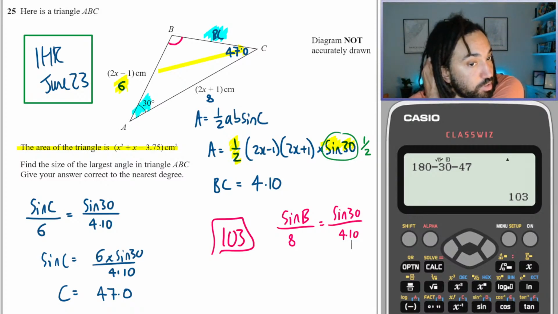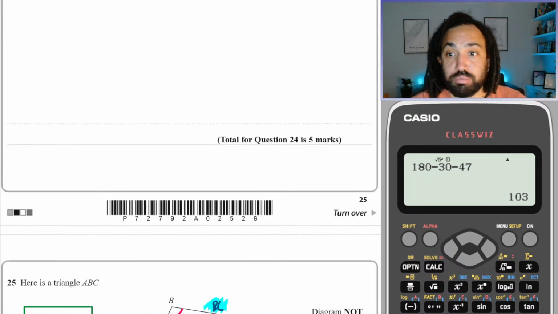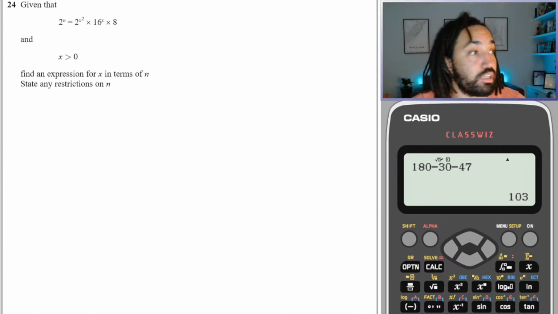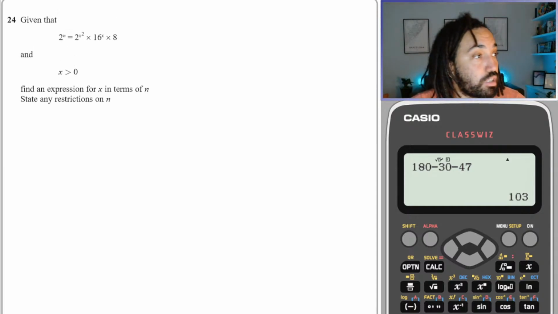Can we practice the 2024 paper? No, I can't do 2024 papers. I have to wait a year until I can do those online.